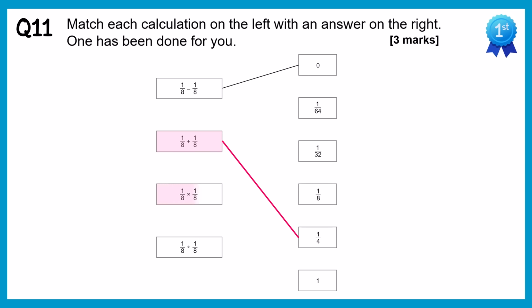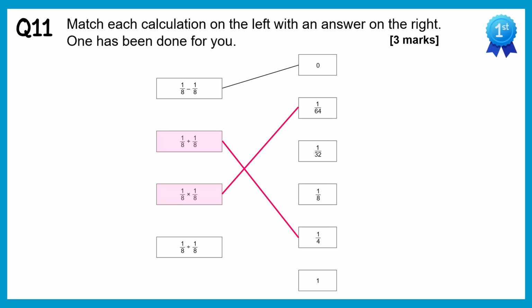Now let's have a look at 1/8 times 1/8. If we multiply fractions, we multiply the numerators, so 1 times 1, which is 1, and then we multiply denominators, so 8 times 8, 64. So the answer is 1/64, which we can see is one of the answers.